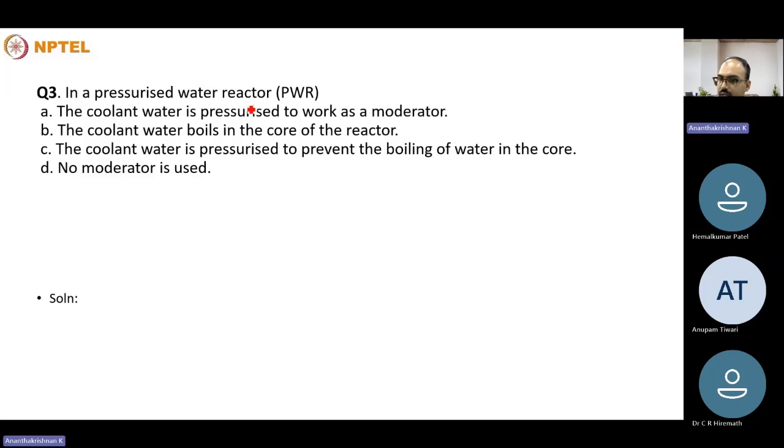Okay, so there are two types of water reactors. One is pressurized water reactor, and the second one is boiling water reactor. Both of these use light water or normal water as the coolant and the neutron moderator. Basically, a moderator is the thing that will be reducing the speed of the neutrons.